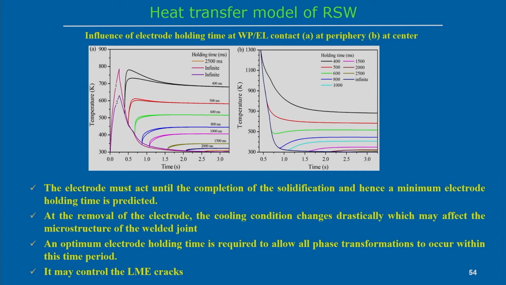But if you release the electrode, what is the effect? We can see the temperature versus time. If you release the electrode very quickly, for example after 400 milliseconds, just after finishing the welding process, then what will happen? Once we remove the electrode, the temperature will increase again and then gradually decrease, or try to equilibrate at some position, or it will take much more time to come back to the ambient temperature.